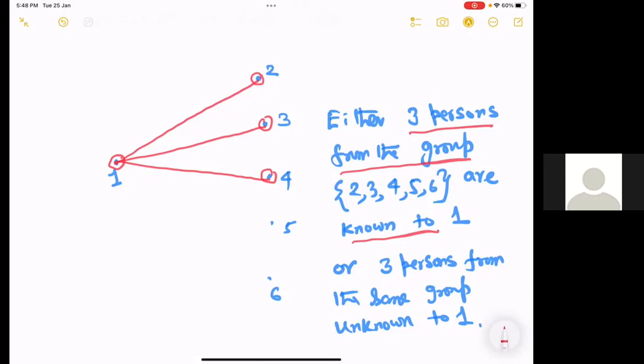Yes, sure. So in this case, if any of 2, 3, or 4 know each other, let's say 2 and 3 know each other, then 1, 2, and 3 will make a triplet. And if neither of them know each other, they will form a group who are mutually not friends. Very good. So let's first write down what is being said, right?